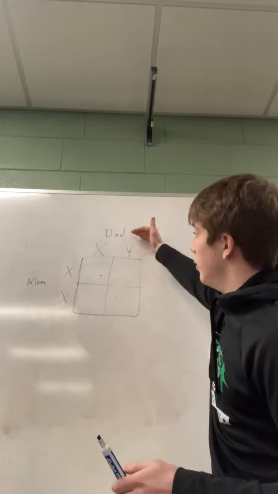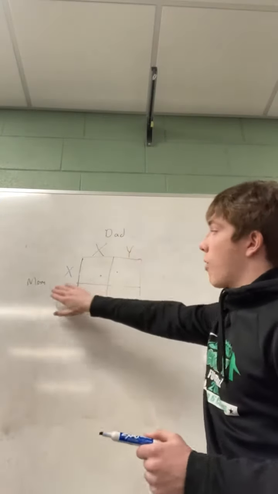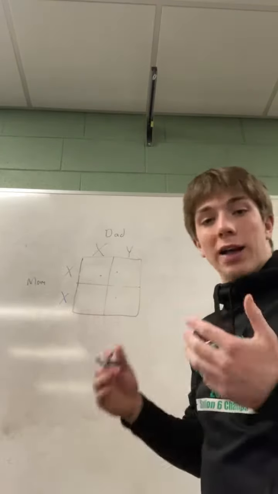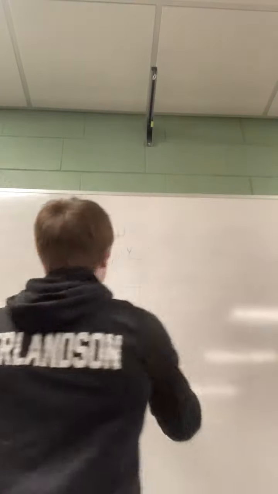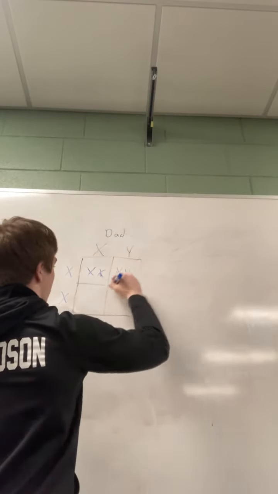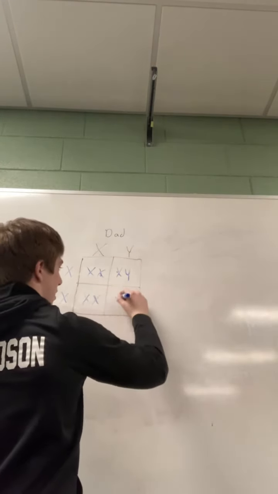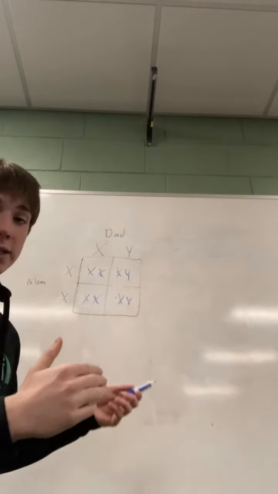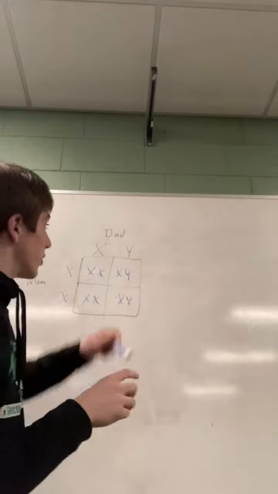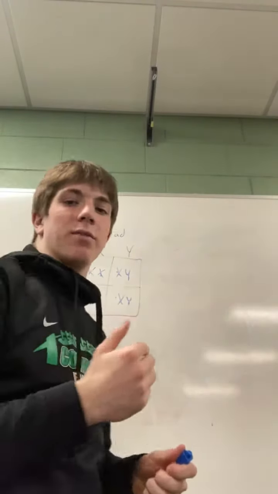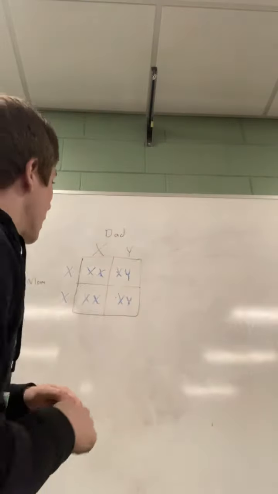So we have our dad, who gives an X or a Y chromosome, and we have our mom, who could give an X or an X chromosome. So these are their possible offspring right now: we have XX at the top left, XY, this would be a male, XX, and then another XY. Just looking at this, there's a 50% chance that it is male. Even though there's only one Y, it still translates to two of the boxes. So there's a 50% chance of male, 50% chance of female.